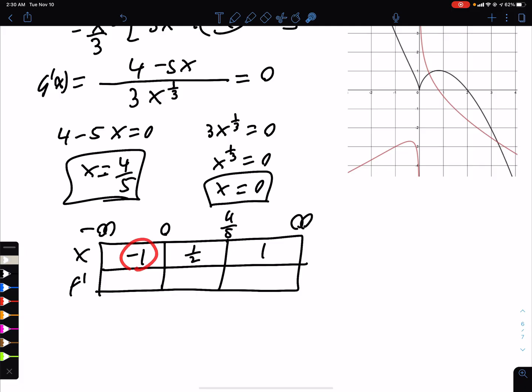So I'm going to plug in -1. If I put negative there, that's going to be positive on top. And negative, that's going to be negative because you take the cube root of a negative, it's negative. So that's going to be negative in this region. I'm going to put a minus sign there. Plug in a half. If I put 1/2 there, that's negative 2.5. 4 minus 2.5, that's positive. And 1/2, cube root of 1/2 is positive. So we're going to be positive in this region. And then I'm going to plug in 1. 4 minus 5 is negative, so the top's negative. I plug in a 1, that's positive. So we're going to be negative in this region.